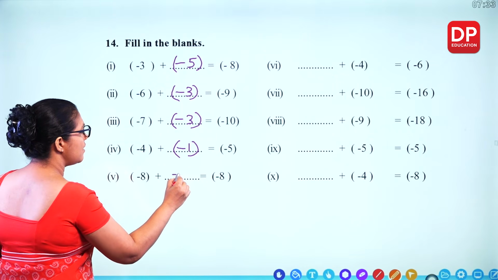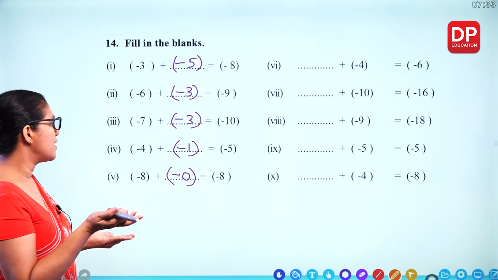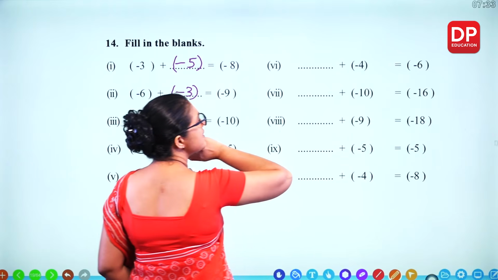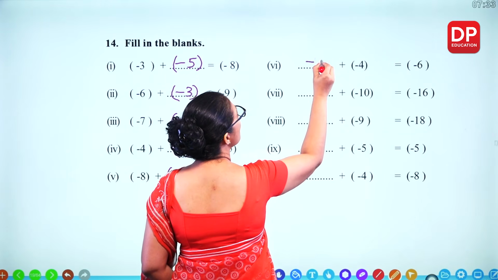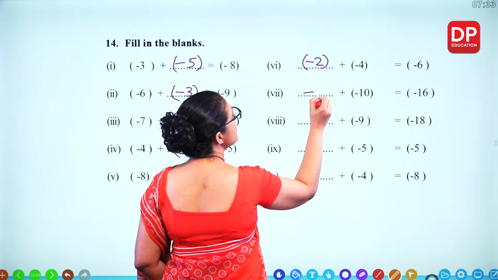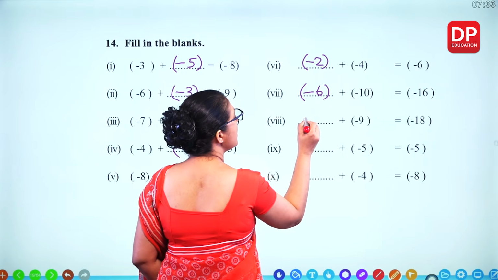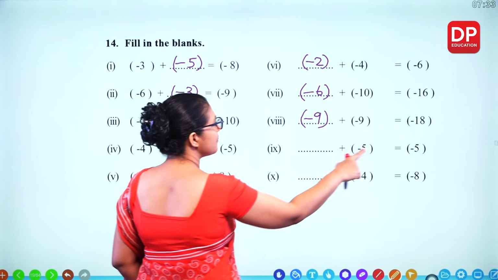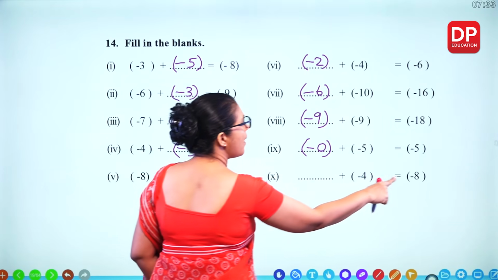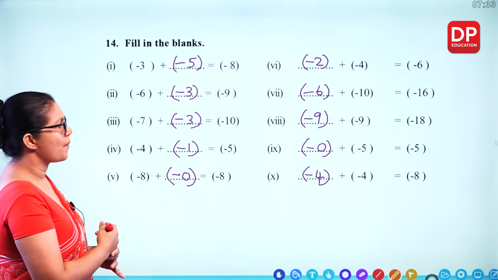Minus 8, you can get it from minus 0. Here minus or plus doesn't matter, 0 is the same. Minus 4, you need to get minus 6 from minus 4. You are adding minus 2. Minus 16 from minus 10, you are adding minus 6. Minus 18 from minus 9, minus 9. Minus 5 is already there, so you are adding 0. Minus 8 from minus 4, you are adding minus 4.